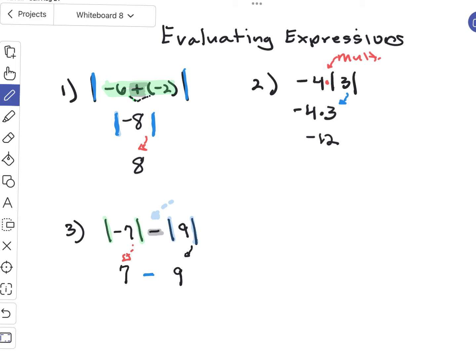And remember, we talked about subtraction. So 7 take away 9. It's easier to change subtraction to addition as long as you change the next number to its opposite. So the opposite of positive 9 is negative 9. So we have 7 positives, right? 1, 2, 3, 4, 5, 6, 7 positives, and 9 negatives.